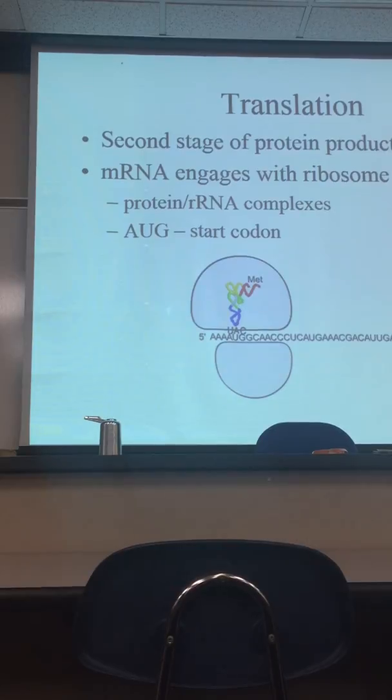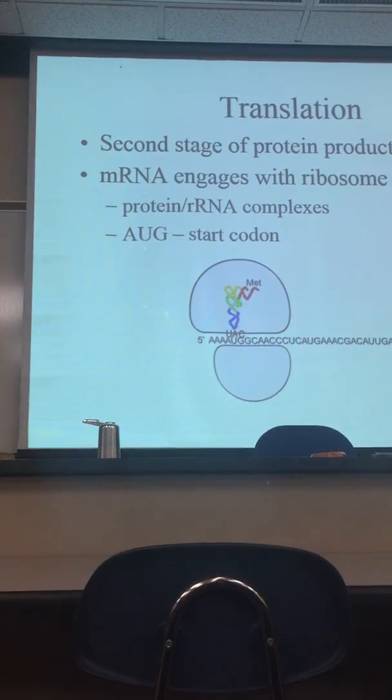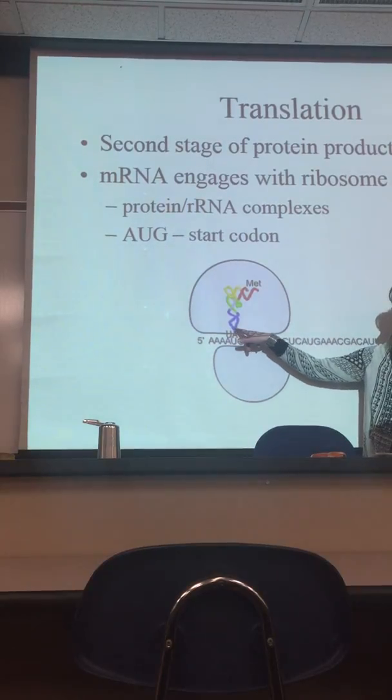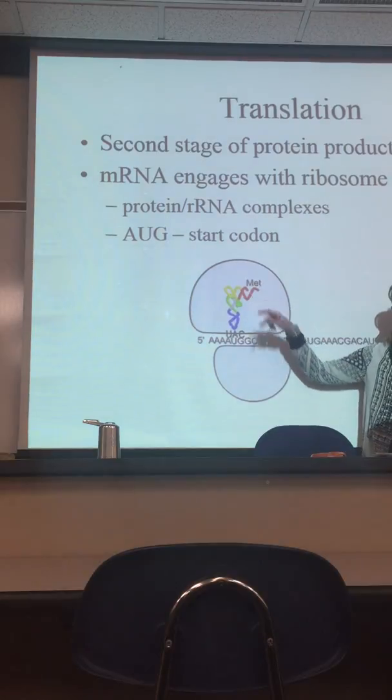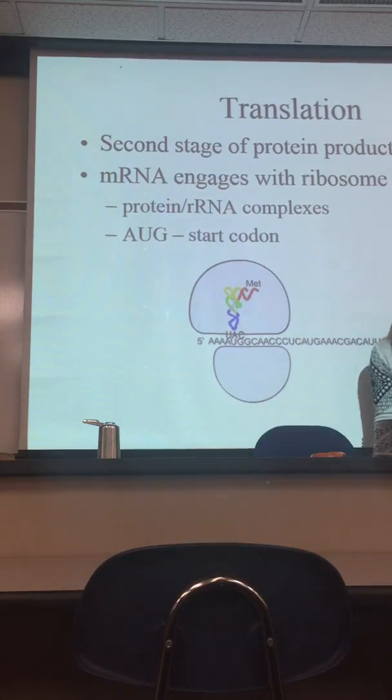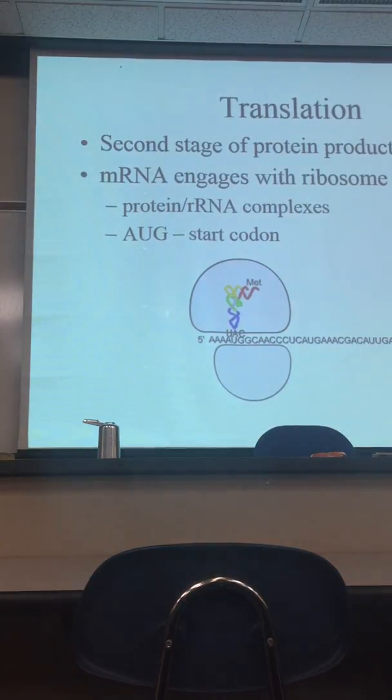Now, when the tRNA, the transfer RNA, gets into the cytoplasm, it'll get charged with an amino acid based on its anticodon region. So it's going to have methionine, and then that will line up with AUG. So methionine, we said, is our start codon.